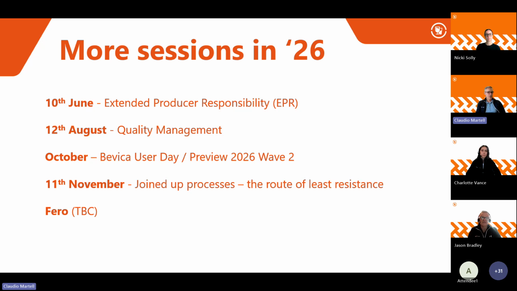So on screen now, you can see more sessions that we're planning for this year. So one's on extended responsibility, quality. The user day will be in October this year. We haven't finalized the exact date yet, but it will be in October. And we've partnered with Fero. There will be integration with Fero in Bevica in the next couple of months. So Fero provide funding for wine merchants and producers.